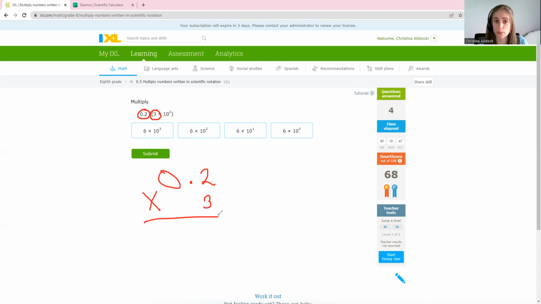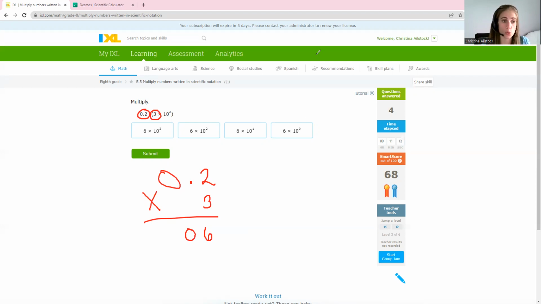And remember, when you multiply numbers with decimals, you do not need to line up the decimal point. You line it up this way: the number with more digits on top, the number with less digits on the bottom. Let's go ahead and do that multiplication. 3 times 2 is 6. We're going to temporarily ignore the decimal point. 3 times 0 is 0.